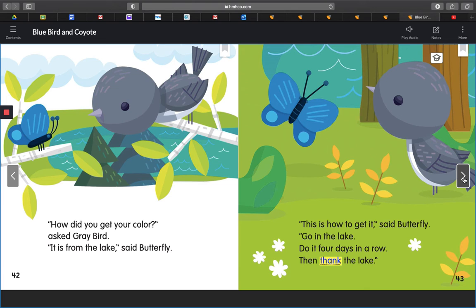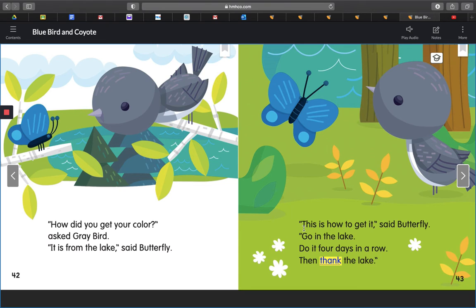How did you get your color? Asked Graybird. It is from the lake, said Butterfly. Why do you think Graybird asked Butterfly how she got her color? I think maybe she thinks the butterfly's color is beautiful, and maybe she wants to be that color too.